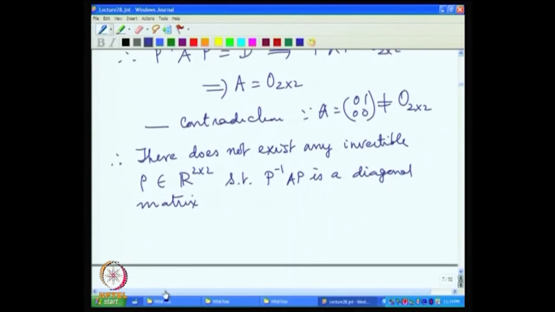So, thus we have two examples. In example 1, we were able to find a matrix P such that P inverse A P is diagonal. In example 2, we showed that there cannot be any such matrix, and therefore, the possibilities are both. There are cases where we can find a P such that P inverse A P is diagonal. There are cases where P cannot be found, and therefore, it becomes necessary for us to classify those matrices for which P inverse A P is diagonal and those matrices for which we cannot find P inverse A P as diagonal.